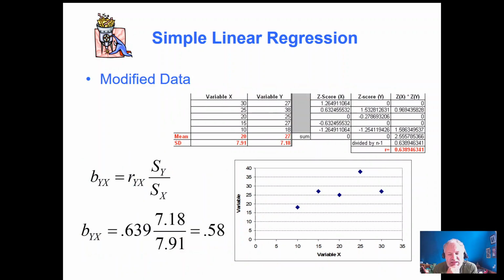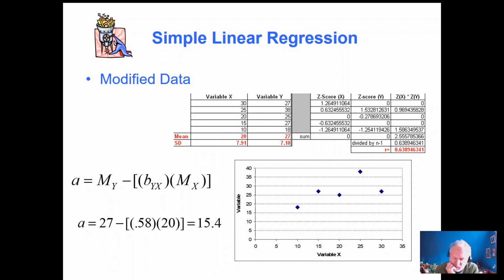The slope of that line for the data given here is the correlation coefficient between the two variables multiplied by the standard deviation of y over the standard deviation of x. So in this case, it's 0.639 times 7.18 over 7.91. The slope function is 0.58. So for every unit of x I go over, I go up 0.58 units of y. So as I go from one unit to the next on the x-axis, I increment up 1 unit of x, which means I go up 0.58 units of y. That's the slope.